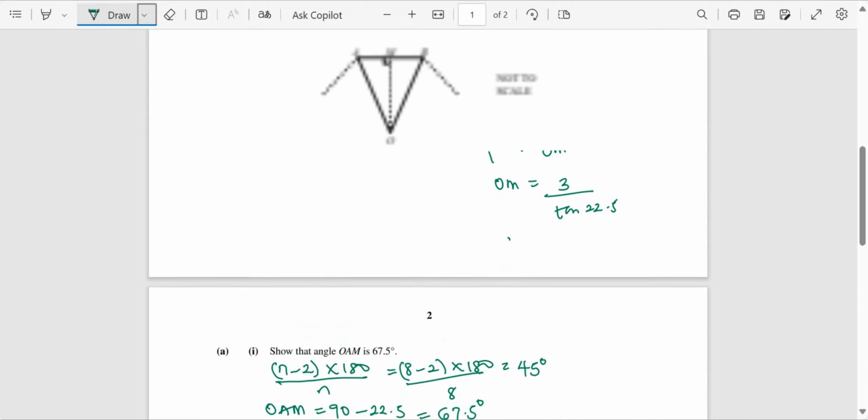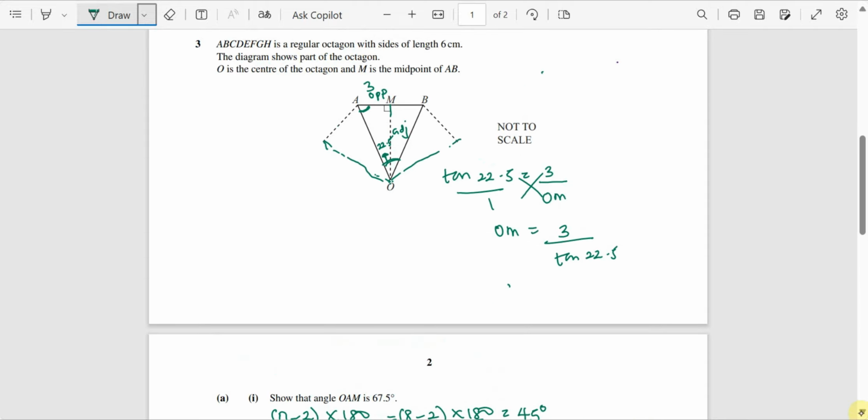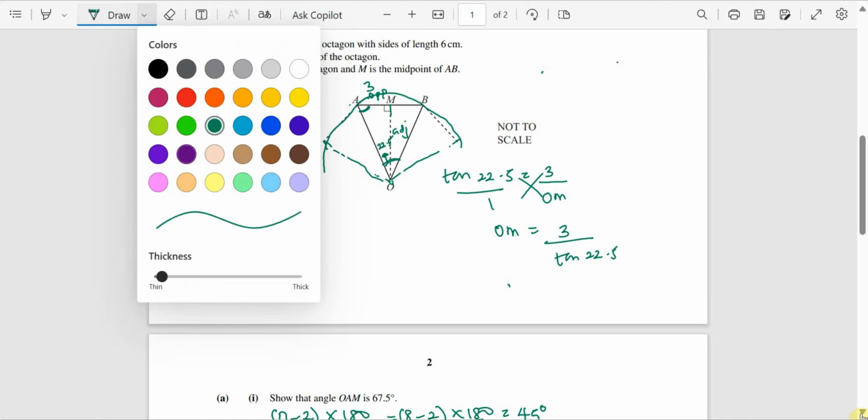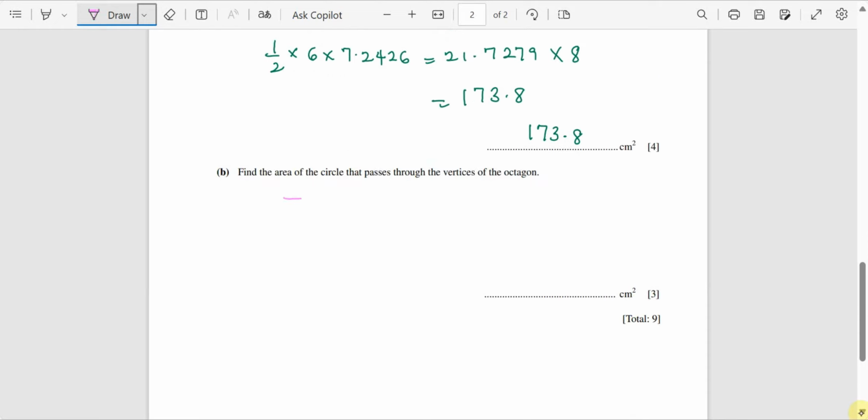So let's go back to that shape. Now here I have my circle passing through the vertices of the octagon. It's going to look somewhat this way. So OB or OA, as the case may be, would actually be the radius. So we need to find the radius of that circle. So I'm going to bring out the small triangle. I have this, this, and this. We have calculated this part. This gave us 7.2426.